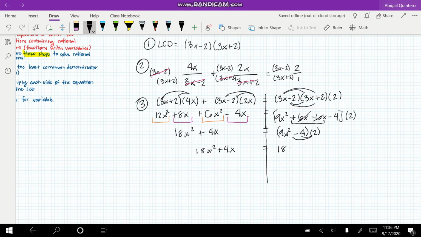18x squared and then minus 8. Now I'm going to go ahead and subtract 18x squared. So I'm left with 4x equals negative 8. And then I'm going to divide by 4. So x equals negative 2. And we're done with number 4.